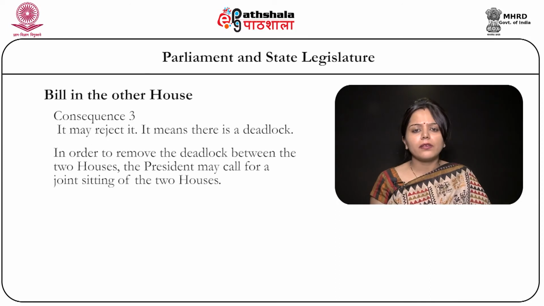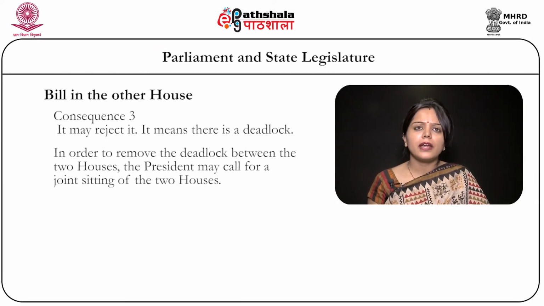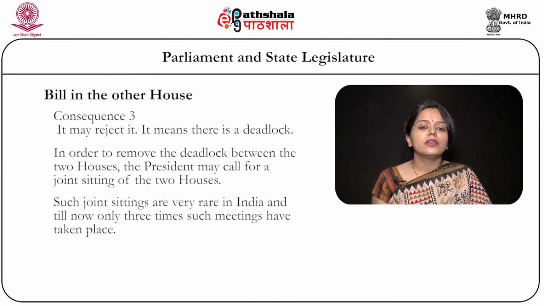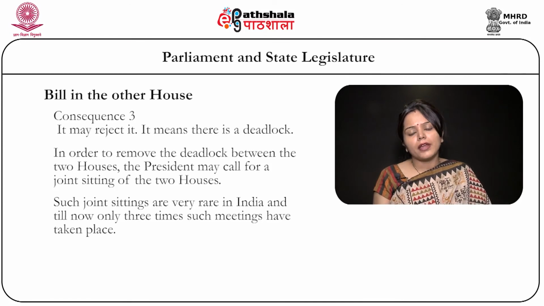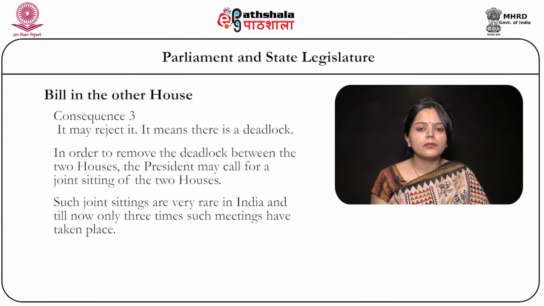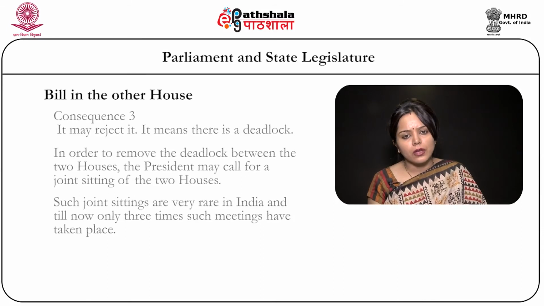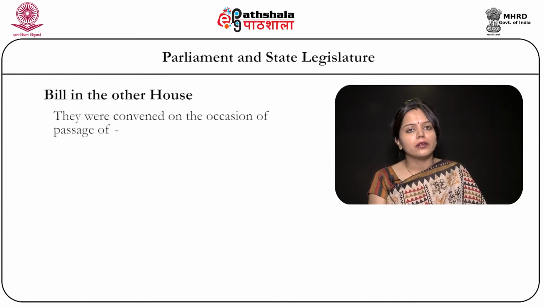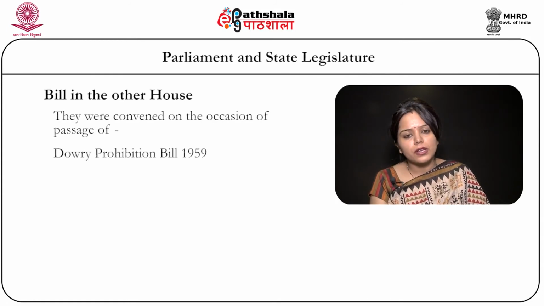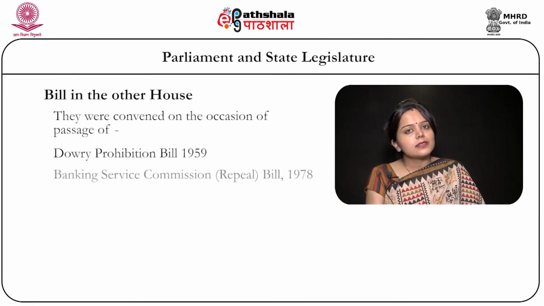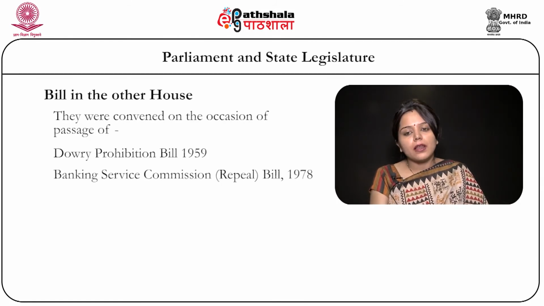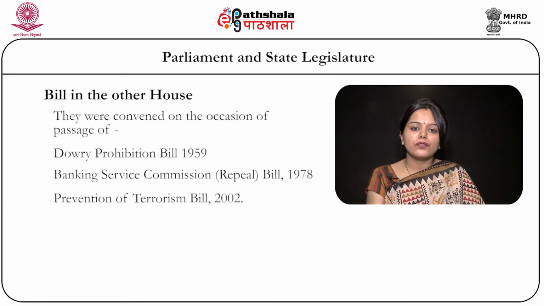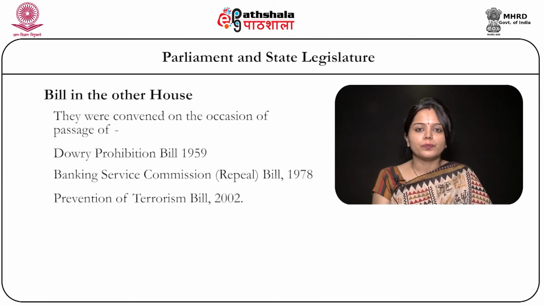The president has a power with his discretion that he may call for a joint sitting of the two houses, and such joint sittings are very rare in India. And you know, students, till now only three times such meetings have taken place, and they were convened on the occasion of the passage of: 1. Dowry Prohibition Bill 1959, 2. Banking Service Commission Repeal Bill 1978, and the last one, Prevention of Terrorism Bill 2002.